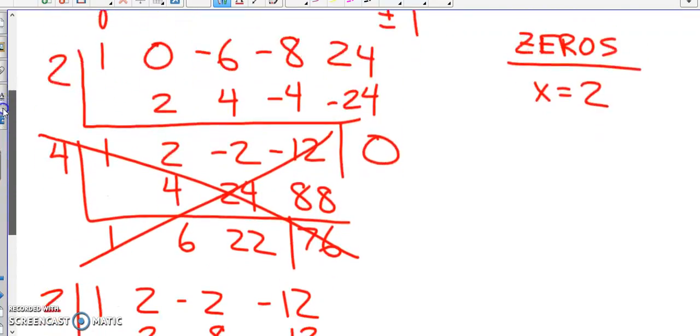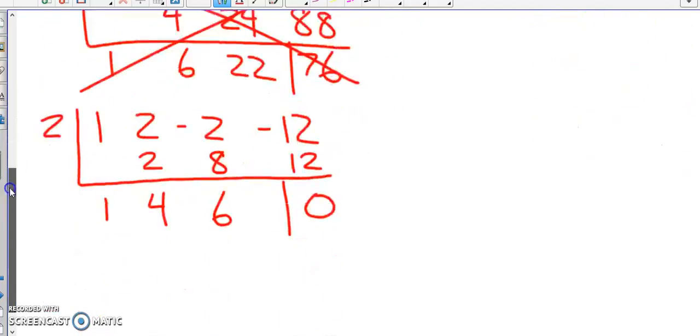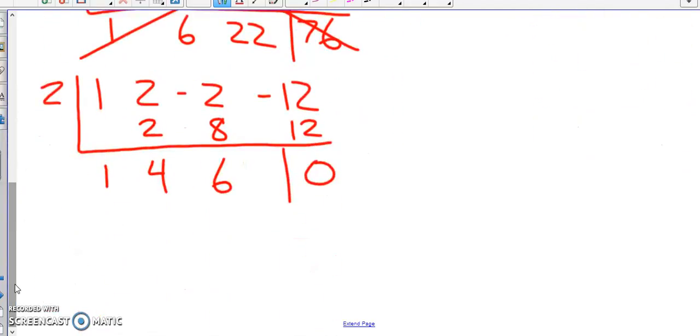So 2 worked twice. You know what that means? Think about it. So that means that the multiplicity of the 0 at 2 is 2. Now, if we scroll back down to here, I've now got a quadratic.